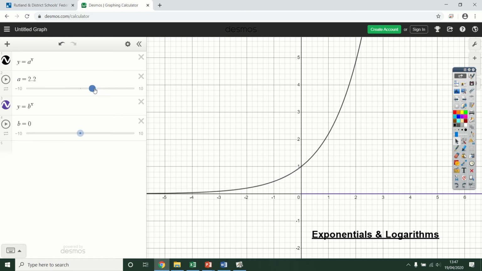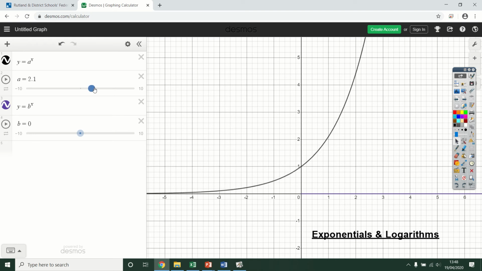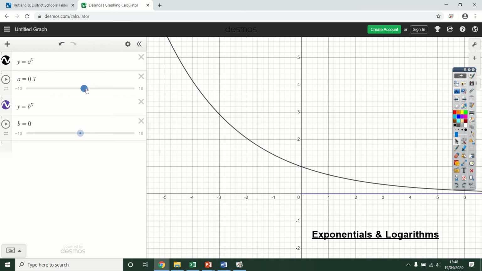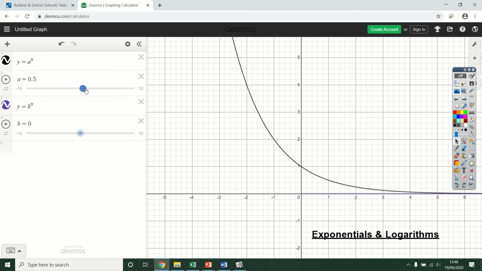Now if I decrease and I get towards 1 for my base, you can imagine what happens there. If I put 1 to the x, that's going to be a constant function, because 1 to the anything is just 1. That's a special case. If you decrease further, going into numbers between 0 and 1, you've got exponential decay. So exponential growth looks like that. Exponential decay looks like that.